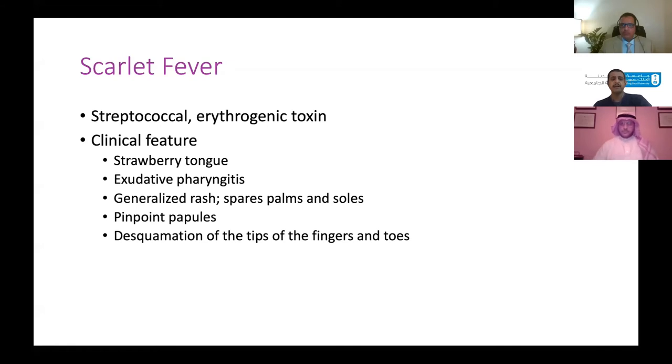The characteristic of the rash of scarlet fever is what you call sandpaper rash. So sandpaper is tiny papules, maybe you feel it, and it could be all over the body, mainly in the axillary and groin area. And this desquamation is a late presentation of this.